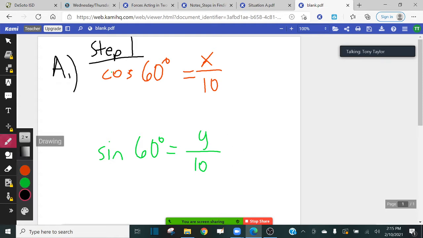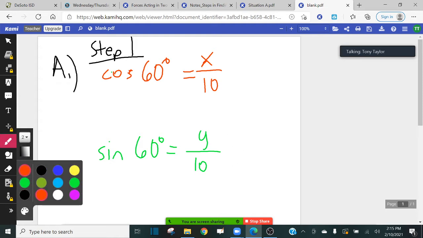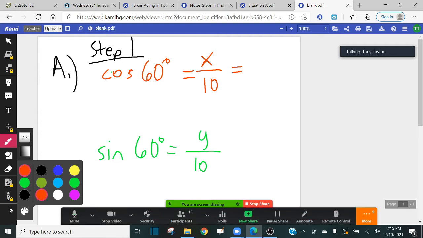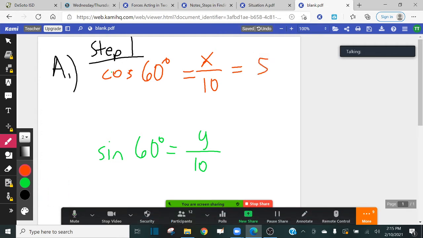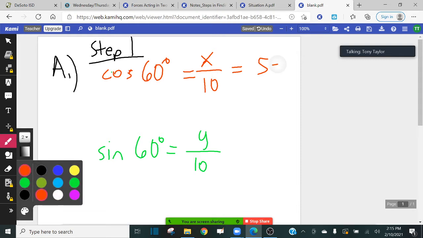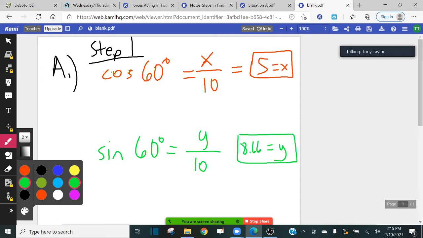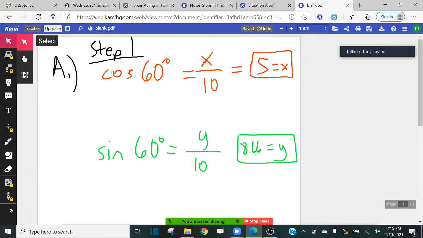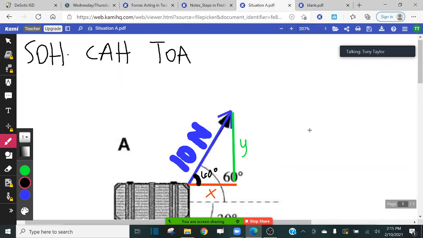Whenever we solve for x here, our x component was 5 newtons, so 5 was equal to x. And whenever we solve for our y component, we got 8.66 newtons is equal to y. So that's our x and y components for that first vector.